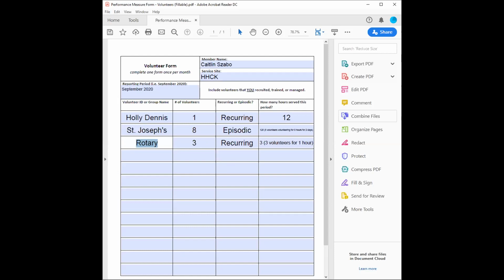As always, if you have any questions on how to report on volunteers, you can call me or Holly. Once you have completed this report, again, you'll send the copy to either Holly or me by the 15th of the month for the previous month.